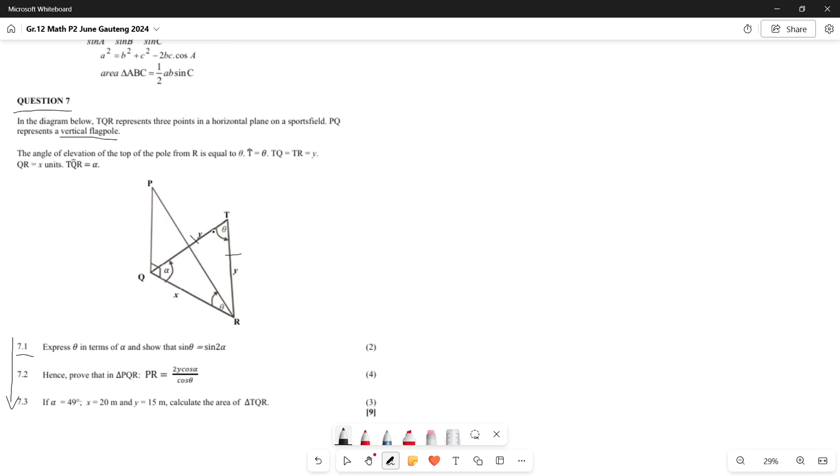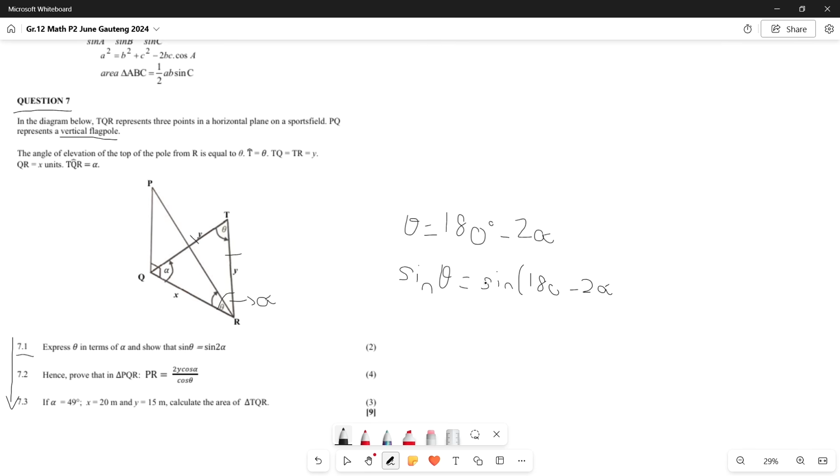Because we have an isosceles triangle that was given to us, this angle TRQ over there is also equal to alpha over there, because angles opposite equal sides. Okay, we don't have to put any reasons, but this is how we're going to prove this, because theta over here equals 180 degrees because of interior angles of a triangle minus 2 alpha over there, which means that this one's a bit different, because what we have to do now is just introduce sine to both sides.